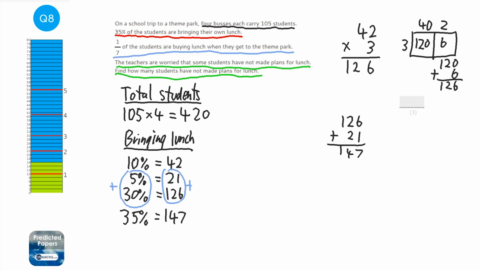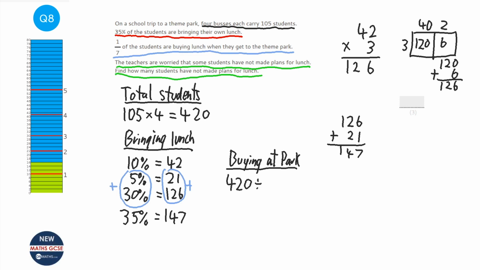Next, so buying at park. So students who are buying at the theme park. It says a seventh of the students. So to find a seventh, all we do is we get the amount of students, which is 420, and we just divide it by 7.